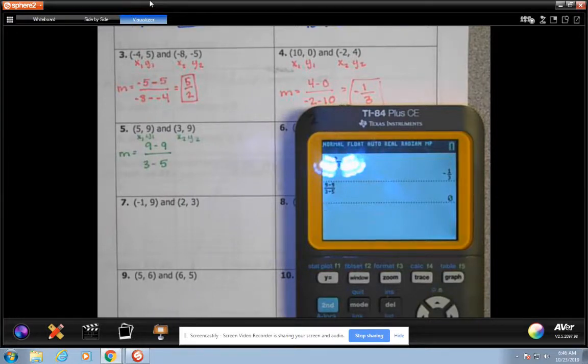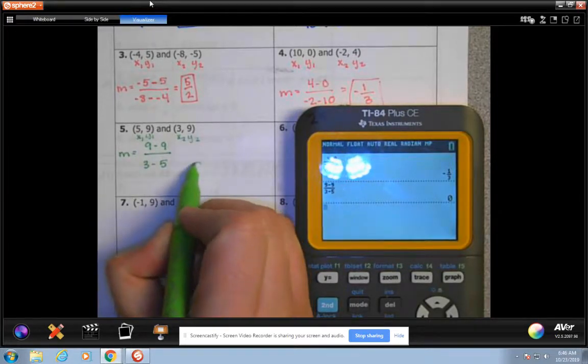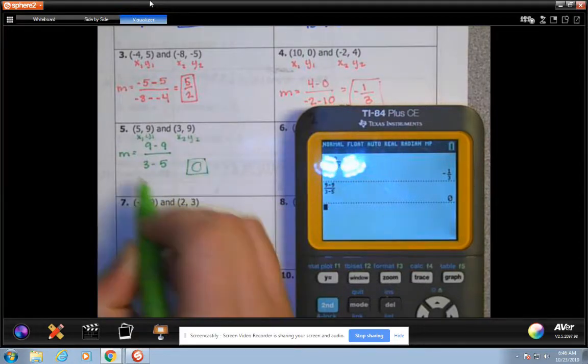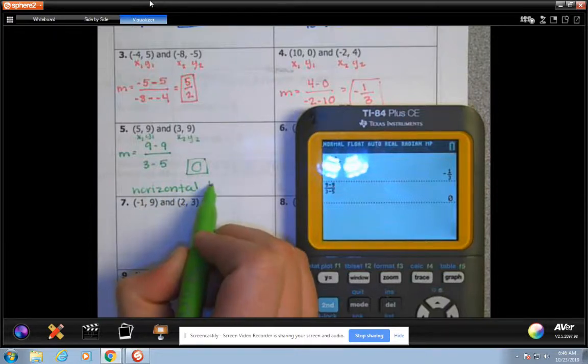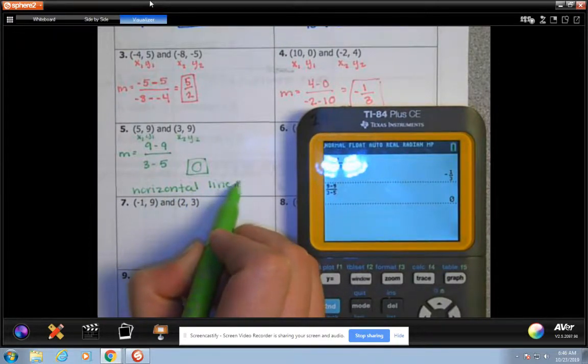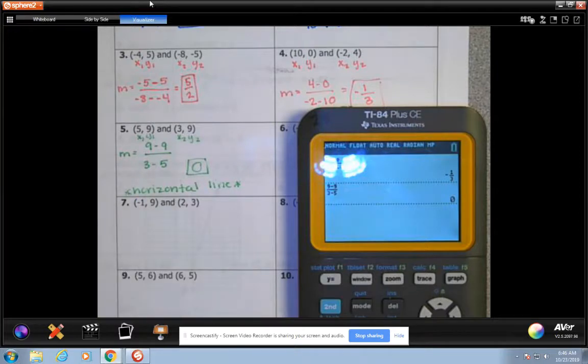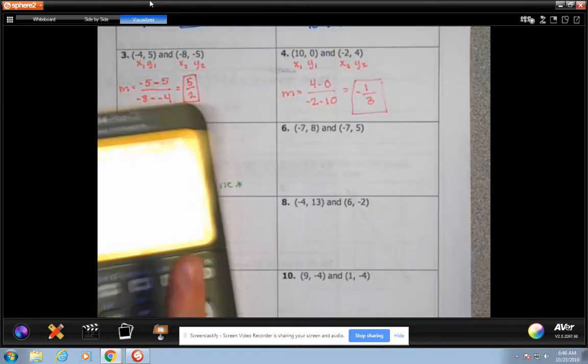And we get 0. So remember, if we get a 0 slope, what kind of line is this? This would be a horizontal line. Any horizontal line is always going to have a slope of 0. So I'm just writing the horizontal line part in there, just so you can remember it. All right. Looking at number 6.